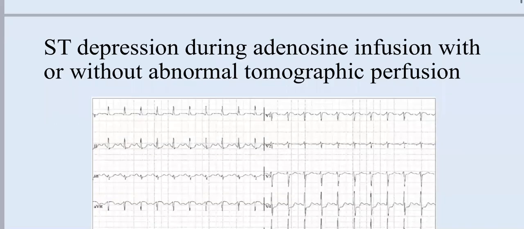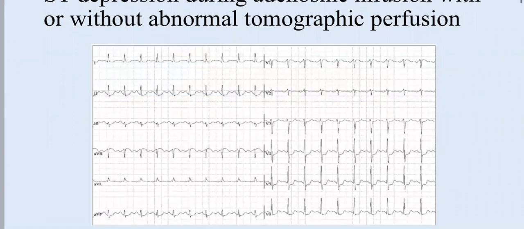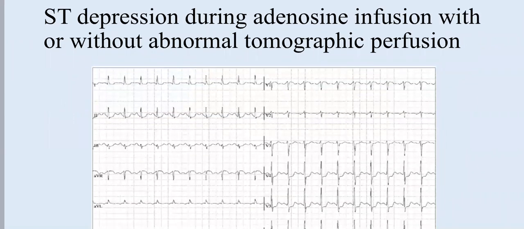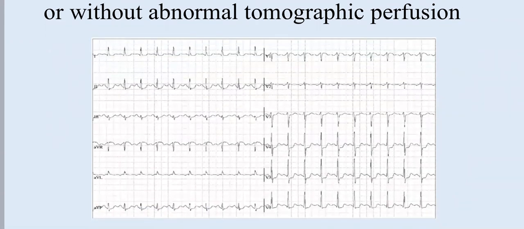If Dr. Jamal is here, because once he called me for a patient, I had sent for stress nuclear, it was a SPECT, and he told me that the patient developed ST segment depression during adenosine infusion. Like you see in this ECG, we have ST segment depression in so many leads during the adenosine infusion. Does that mean anything to you?